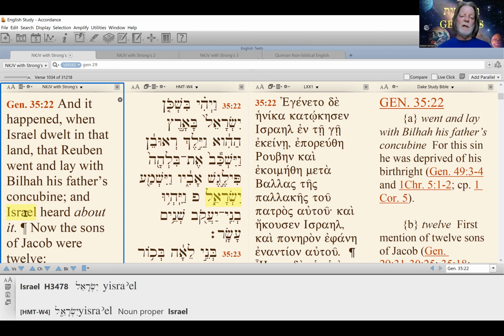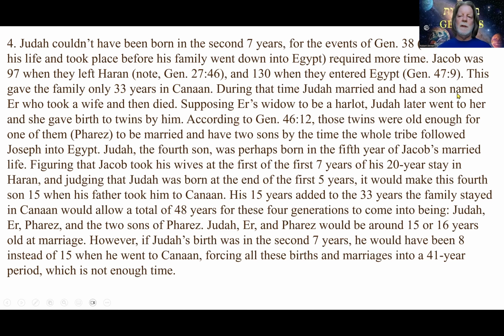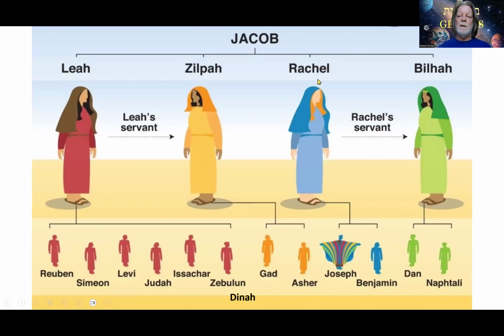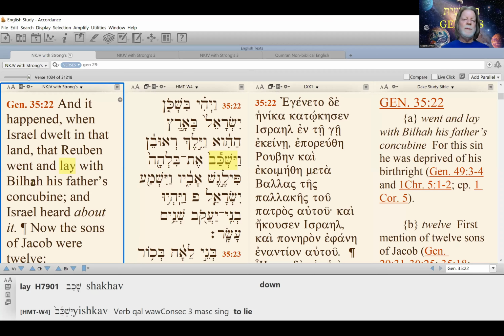And Israel heard about it. Jacob heard about it. Now, I need to flash back briefly to our PowerPoint. And see, he slept with Bilhah, which is Rachel's maidservant. So Reuben slept with Bilhah. Bad idea, right? Okay, we'll go back to our text. Reuben slept with Bilhah. It wasn't his own mom's concubine.